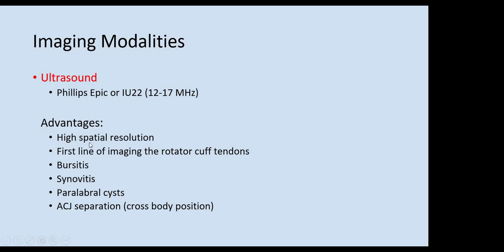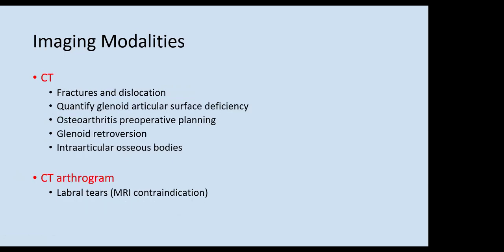The usefulness of ultrasound comes from its superior spatial resolution. It has better spatial resolution than MRI, and therefore it is the preferred imaging test for assessing the rotator cuff tendons, more so than MRI. It is also useful for detecting inflammatory changes such as bursitis, synovitis, even paralabral cysts and some of the ACJ pathologies.